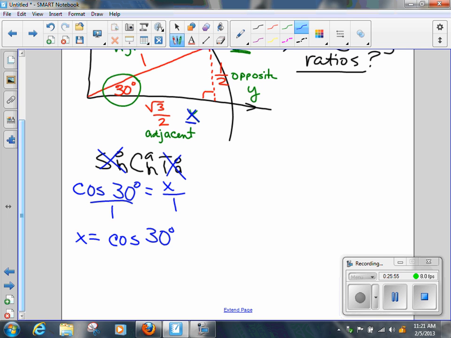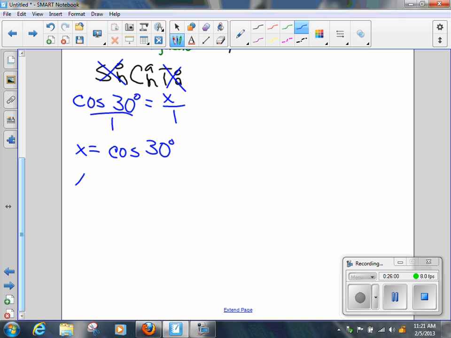What the heck does that mean? That means that the x value is the cosine of any angle. I could draw any triangle in my unit circle, and the cosine value will be equal to my x in my ordered pair.